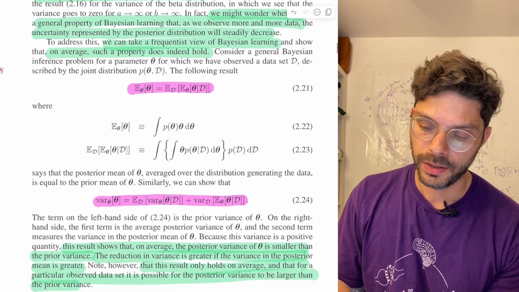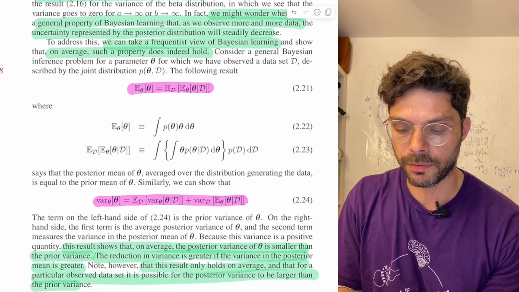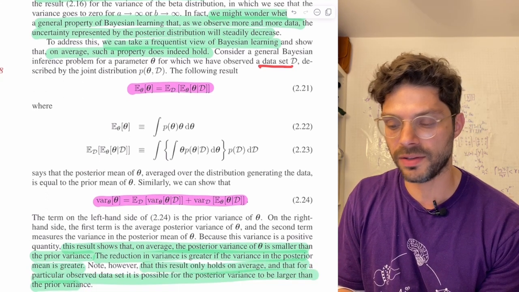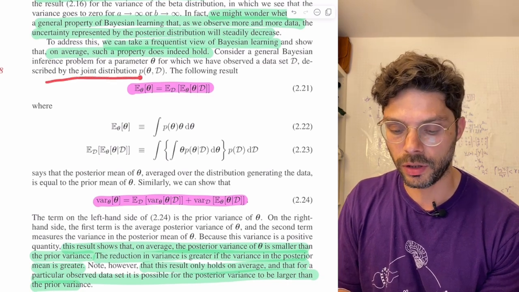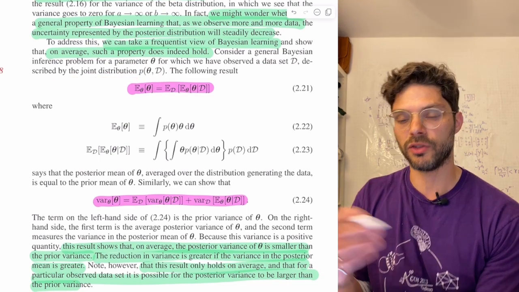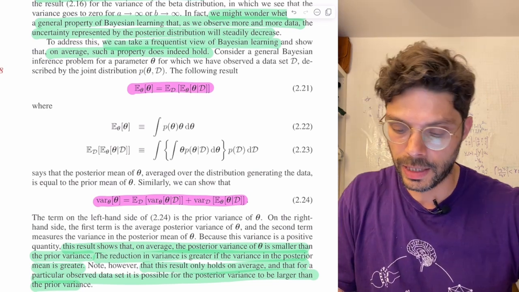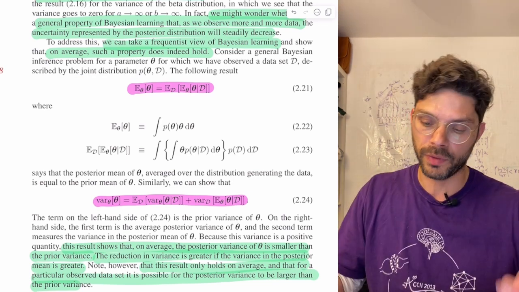Okay, so he says, now consider a general Bayesian inference problem for a parameter theta for which we have observed a data set D, described by the joint distribution P of theta and D. So it's the joint distribution of theta and the data that we've got.